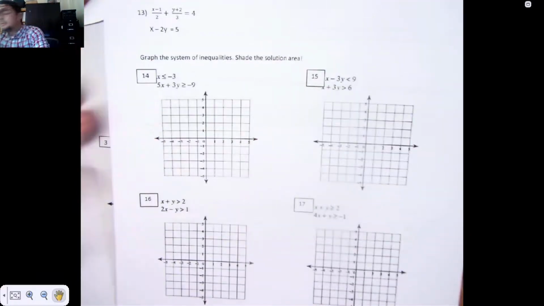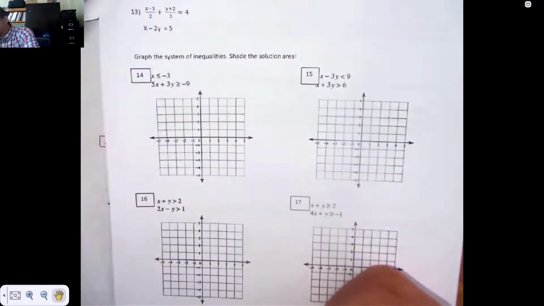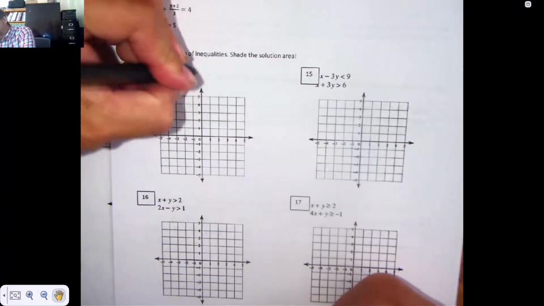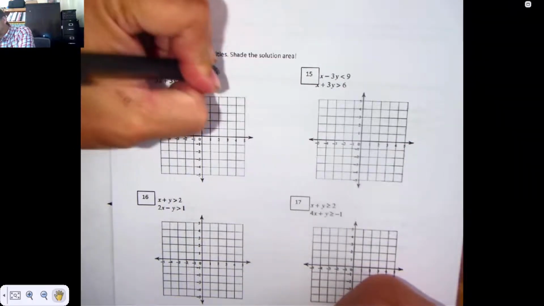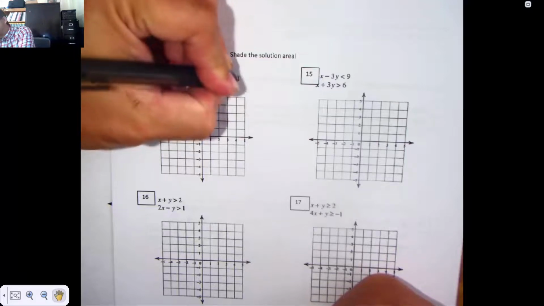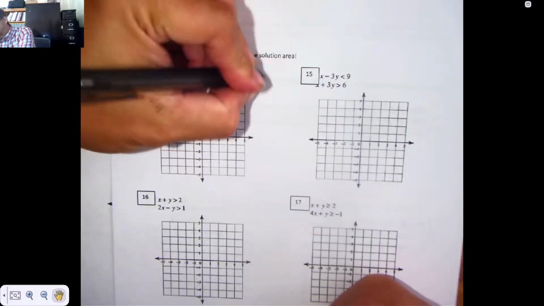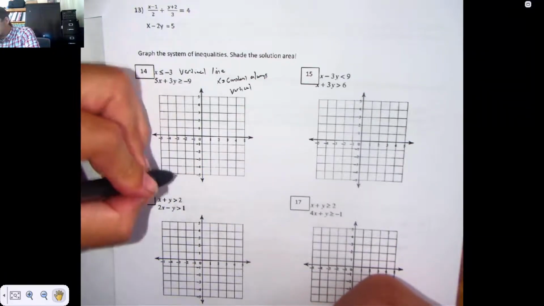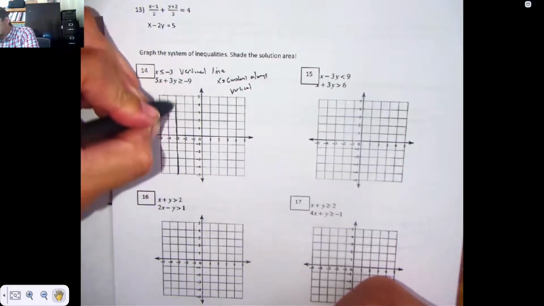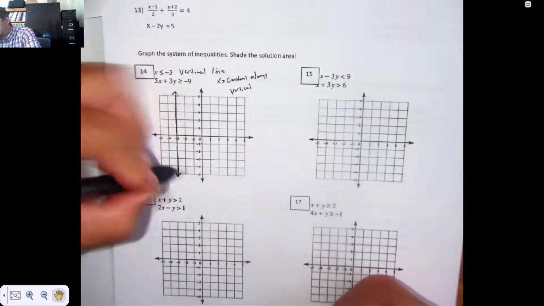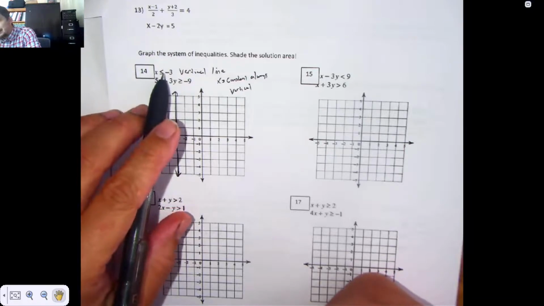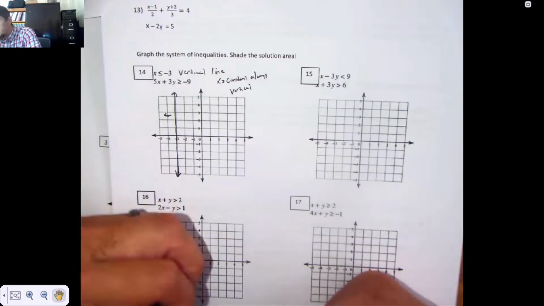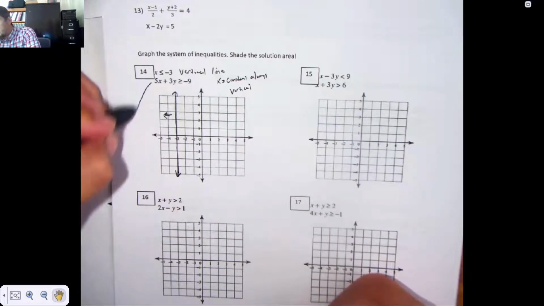All right, graph the system inequalities, shade the solution area. So this is x less than or equal to -3. This is a vertical line. X equals a constant, it's always vertical. Normally I'd go ahead and shade, but I'm not using colored pencils here. To be less than or equal to -3, I would be shading this direction.